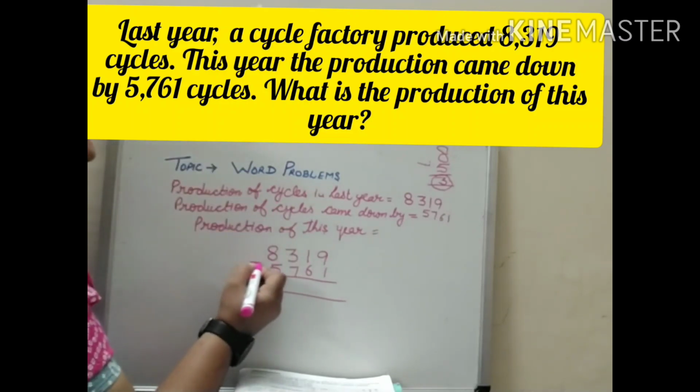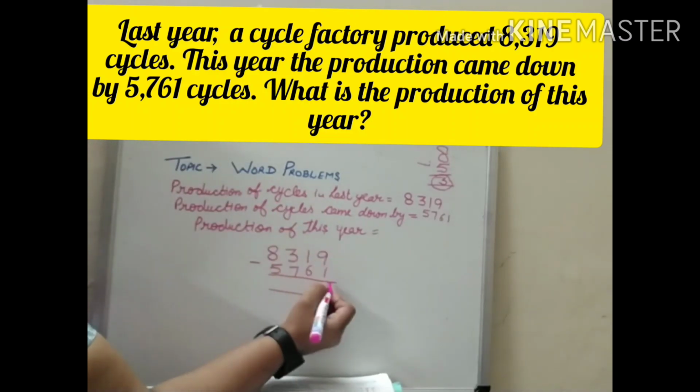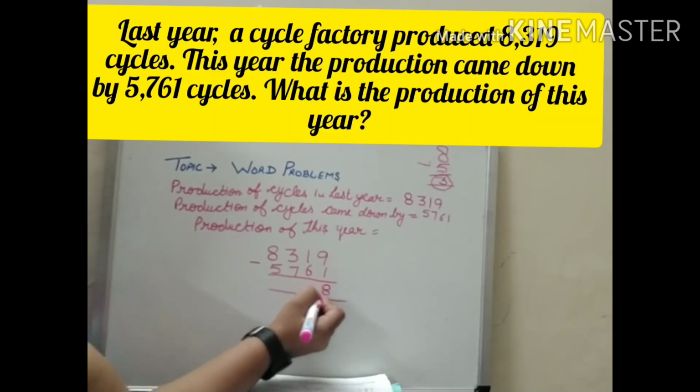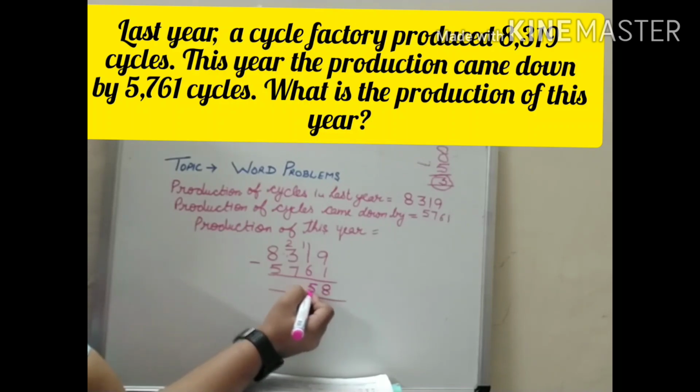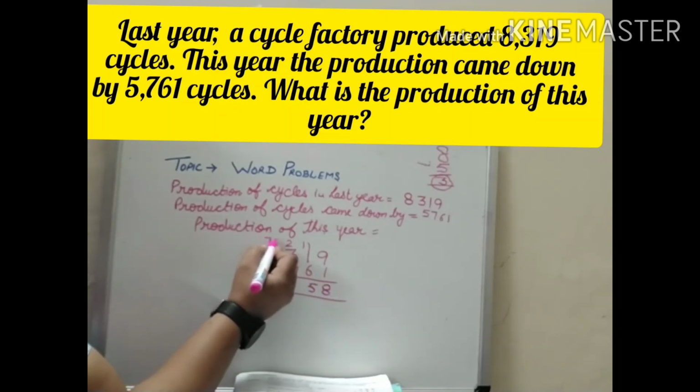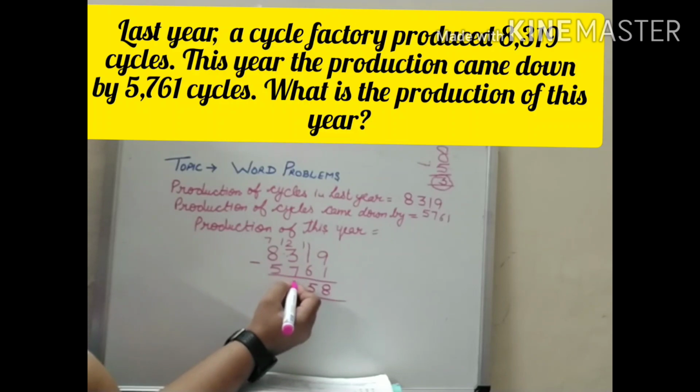Now this is the question of minus, so we will subtract it. 9 minus 1, 8. We will borrow. The borrow will knock 3, and 3 will give, it will become 2, it will become 11. 11 minus 6, 5. Now 2 will borrow, it will become 7, it will become 2. 12 minus 7, 5. 7 minus 5, 2.